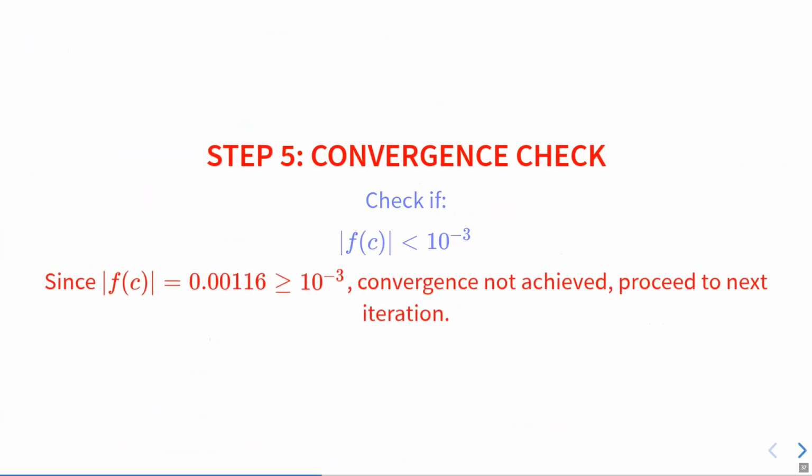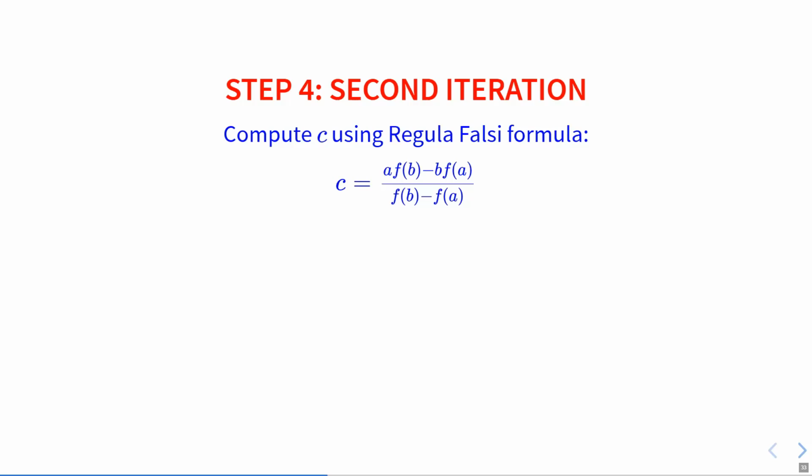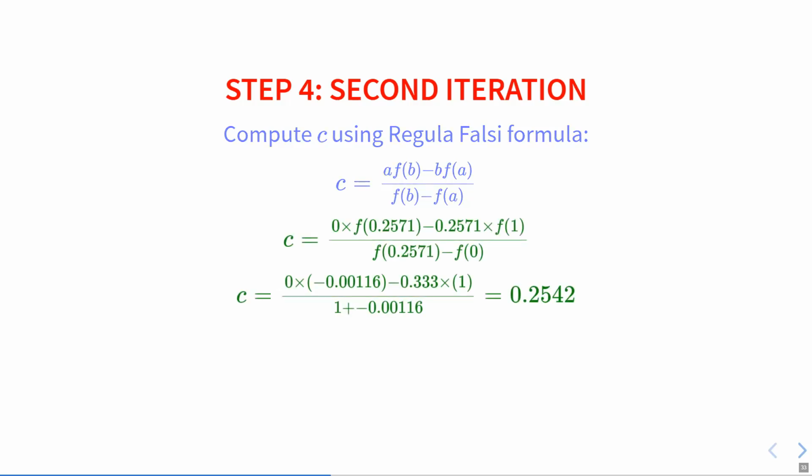Now again, as f(c) is 0.00116, which is greater than 10 to the power minus 3, convergence is not achieved, so we have to go to the next iteration. So now again the interval a and b is 0 and 0.2571. Now if I plug everything in, we'll get c, that is 0.2542.